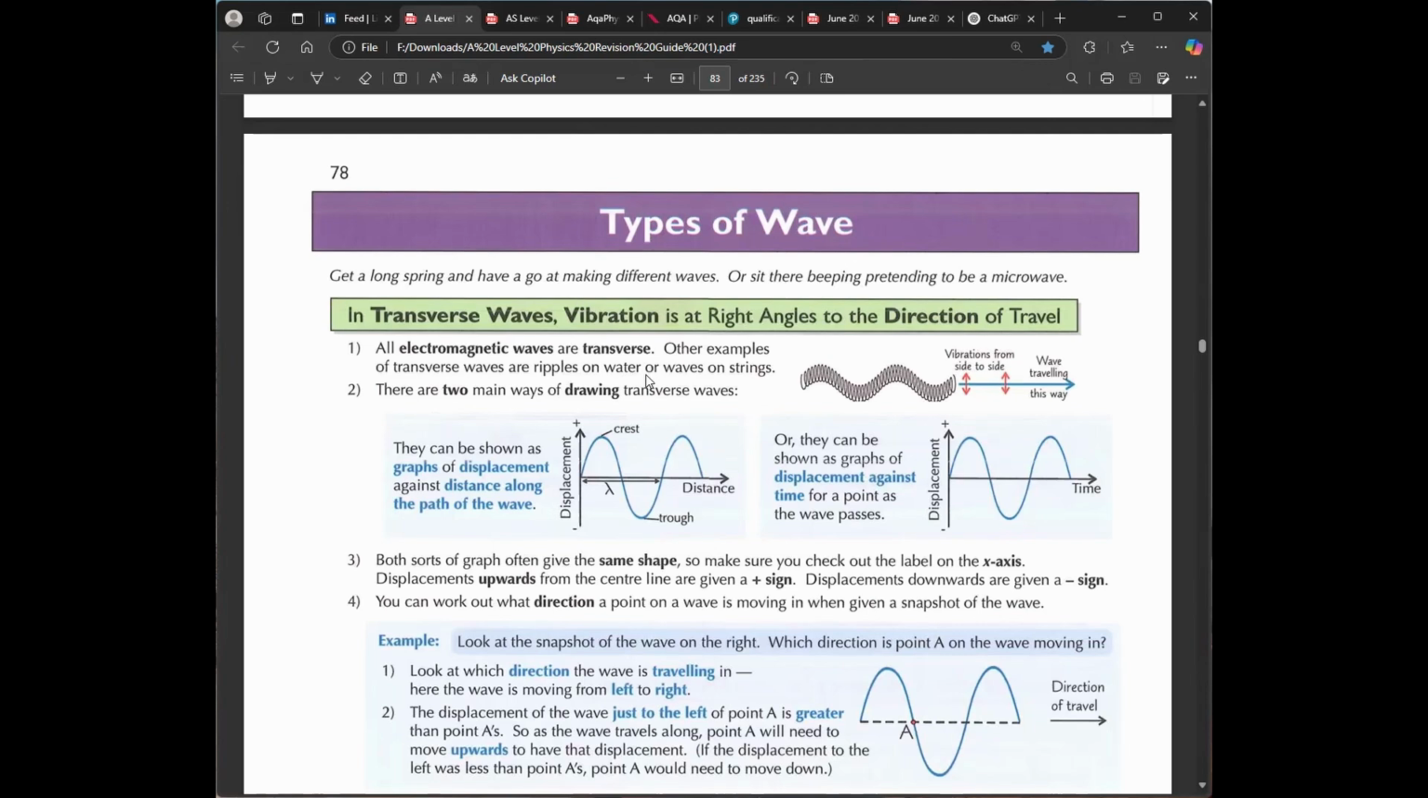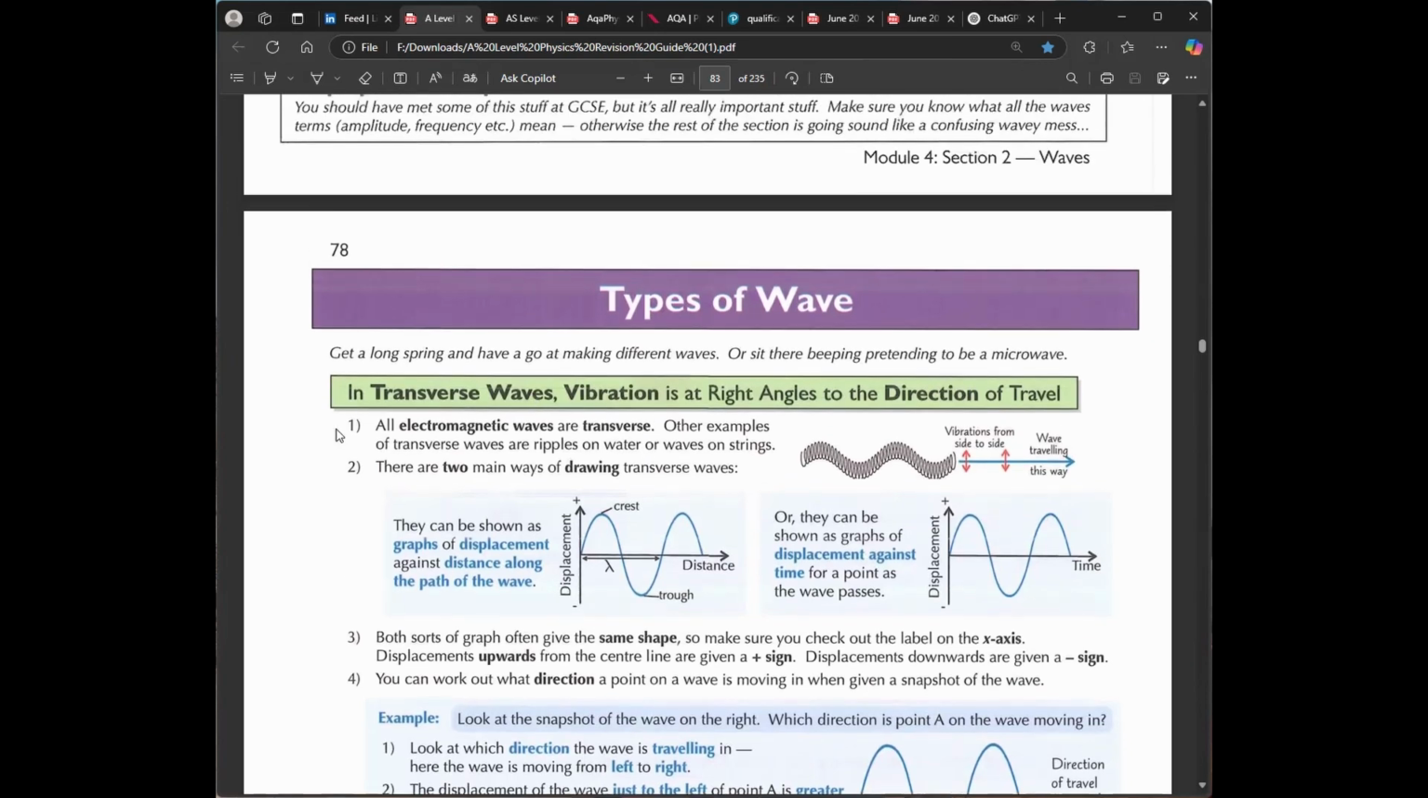Okay, so there are two types of waves. One is transverse. Is it clear till this point? I think it's really straightforward. It's not rocket science so far. Has anyone any problem? No? Okay.